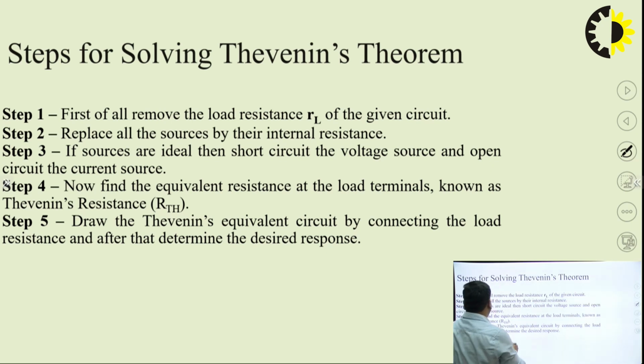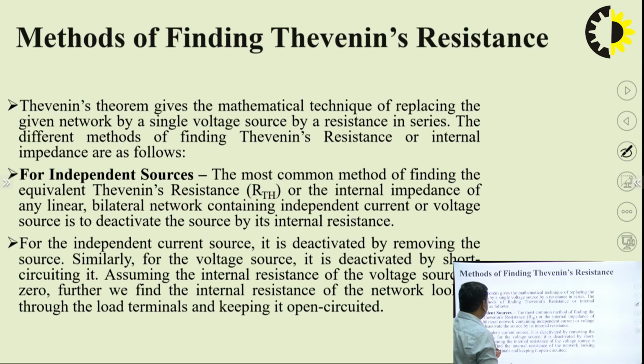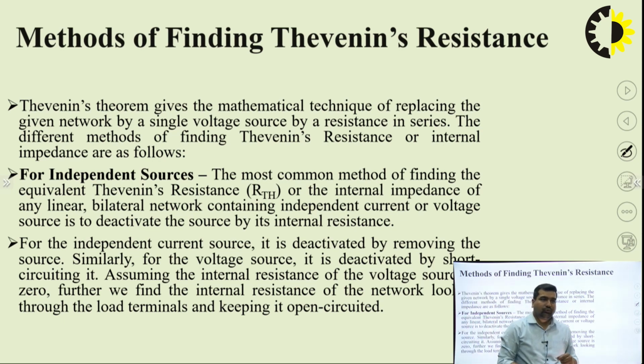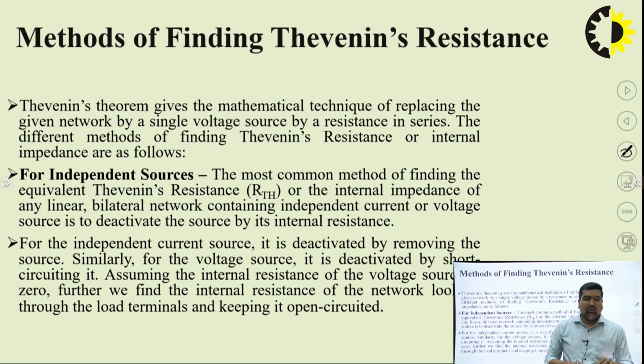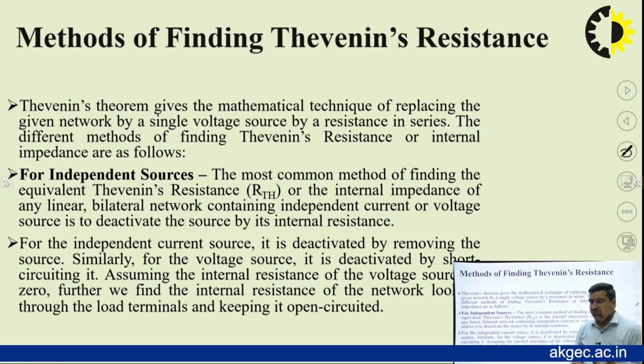Some steps are given that we have somewhat discussed. First, we have to remove the load resistance, then replace all the sources by internal resistance. If sources are ideal, then short circuit the voltage source and open circuit the current source. Now find the equivalent resistance, then find the equivalent voltage source. A very important point is that the process of calculation of VOC is the same whether the circuit consists of dependent or independent sources. In both cases, the procedure is the same.